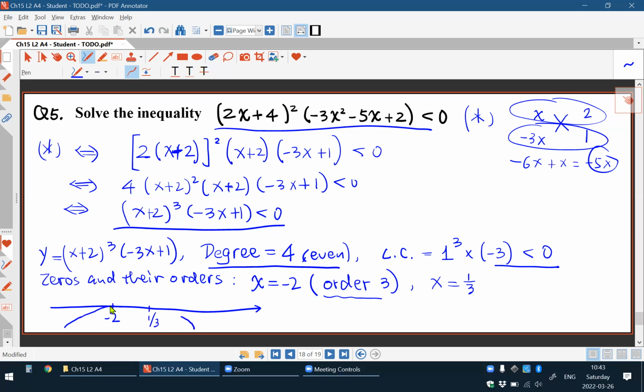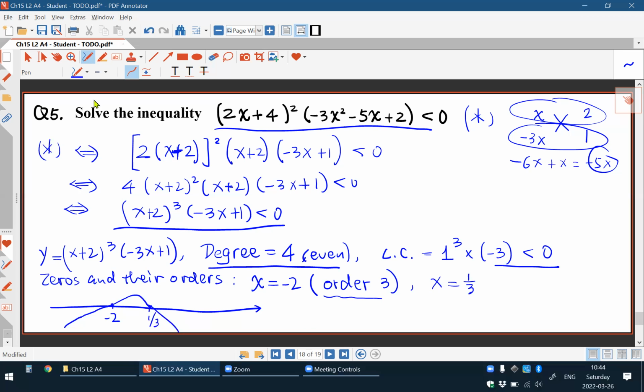Yes. Order 3 is an odd number, so it will change sign from negative to positive. Then it will cross the next zero, right? And because the order is 1, which is an odd number, it will also change sign here, right? Okay, then it will go all the way here in its end behavior like this. We will go like this, right?